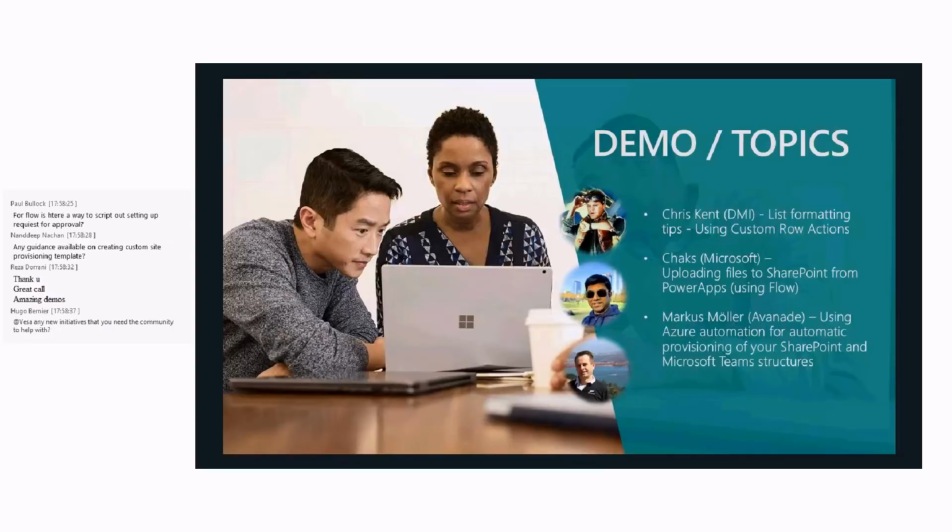Yeah, fair point, Eric, understand the feedback. For Flow, is there a way to script out setting up a sub request for approval? It's probably a discussion with Markus, because I'm not up to date on that question from Paul. Any guidance available on creating a custom site provisioning template? You can extract the templates from existing sites, and I think we even have videos on the provisioning templates.